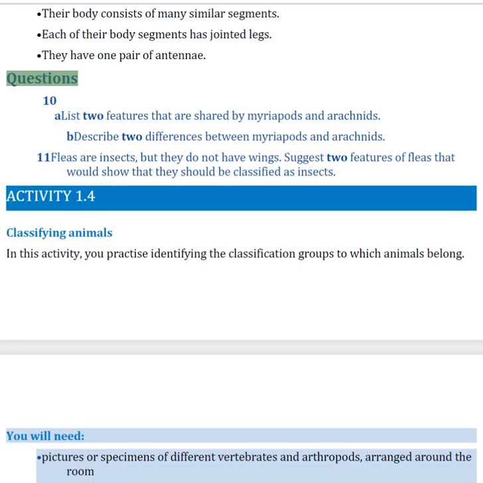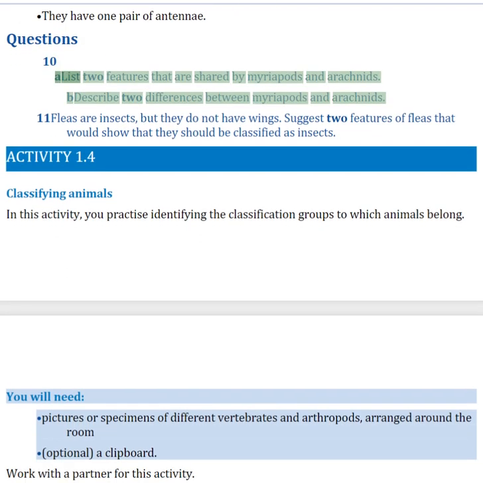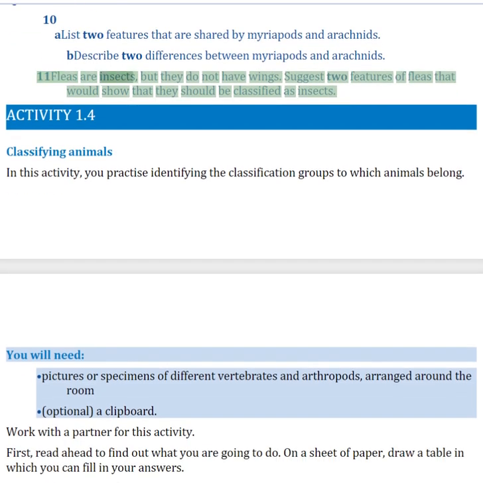Questions. 10. A. List 2 features that are shared by myriapods and arachnids. B. Describe 2 differences between myriapods and arachnids. 11. Fleas are insects, but they do not have wings. Suggest 2 features of fleas that would show that they should be classified as insects.